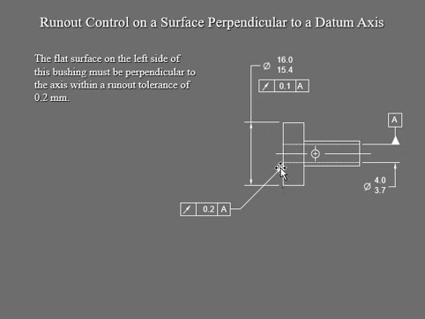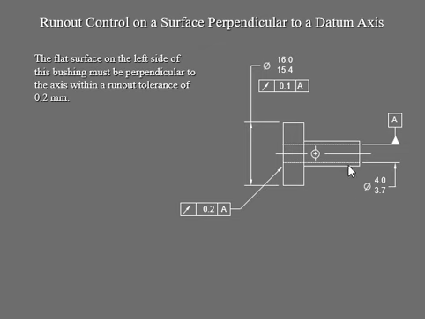So here is your circular runout, it's going to be right there, and that's a 0.2. Your datum reference is A, right? And this one is a 0.1. Your datum reference is A as well. Okay, so we'll take a look at another example for your surface perpendicular to your datum axis.